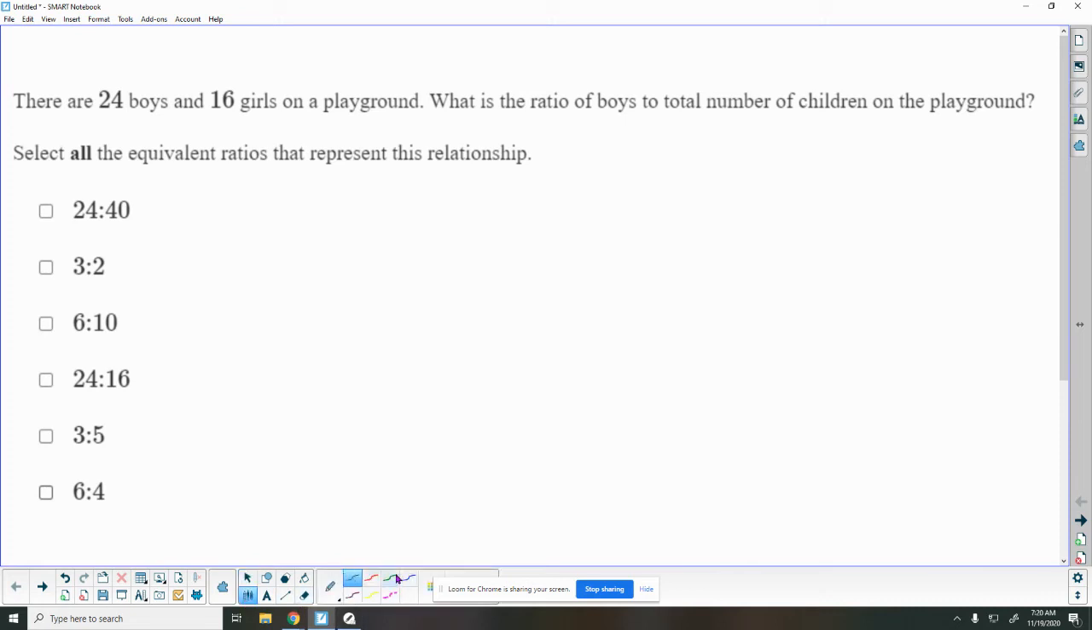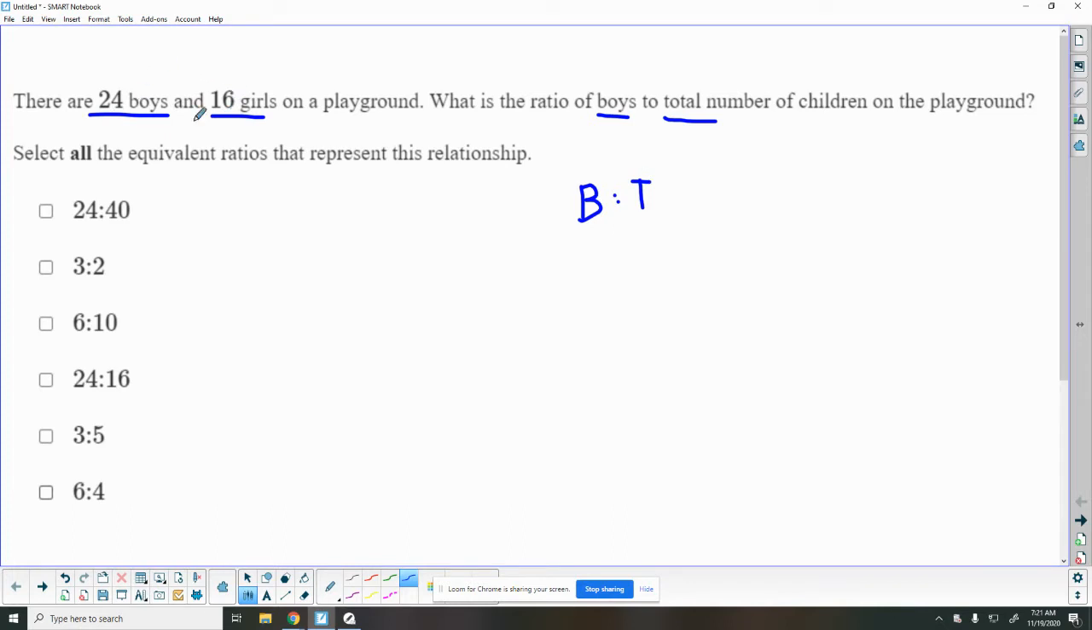So before you take your test today, I want to talk about equivalent ratios. Equivalent ratios are exactly like equivalent fractions. So whatever you do to the numerator, you have to do to the denominator to keep them equal. So this problem tells us that we have 24 boys and 16 girls. And the question asks, what is the ratio of boys to total number of kids? So every time I'm making this ratio, I need boys first and I need the total second.